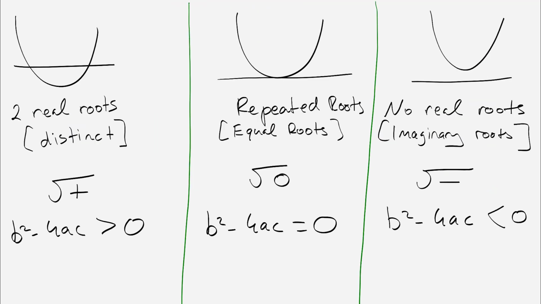Now we know where the discriminant comes from. So it's important that we understand anytime you're discussing 2 real roots of a quadratic equation, we know that b squared minus 4ac must be greater than 0. Anytime you're talking about a quadratic equation having repeated roots or equal roots, b squared minus 4ac equals 0. And anytime you're talking about a quadratic equation having imaginary roots, b squared minus 4ac is less than 0.